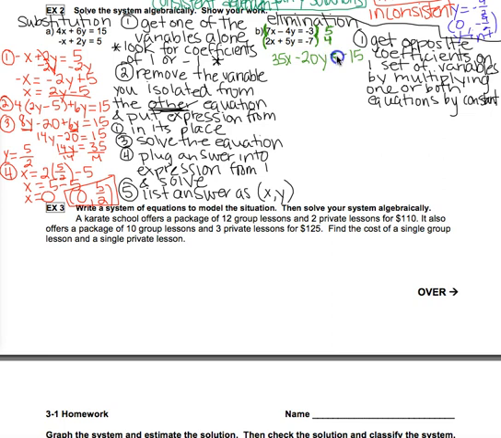Sorry, my equal signs didn't come out very good there. Bottom equation, 2x times 4 is 8x. 5y times 4 is positive 20y. Negative 7 times 4 is negative 28. So step 1 is done. I have opposite coefficients on my y's there.